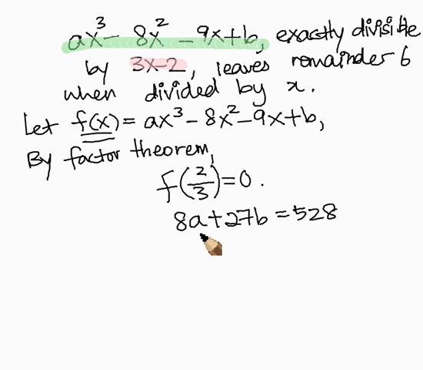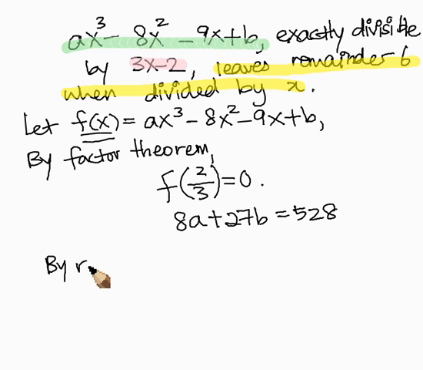Now I have two variables, a and b, but I only have one equation. Oh, okay, now I see. Second piece of information: leaves remainder 6 when divided by x. Oh, so now I know what to do.